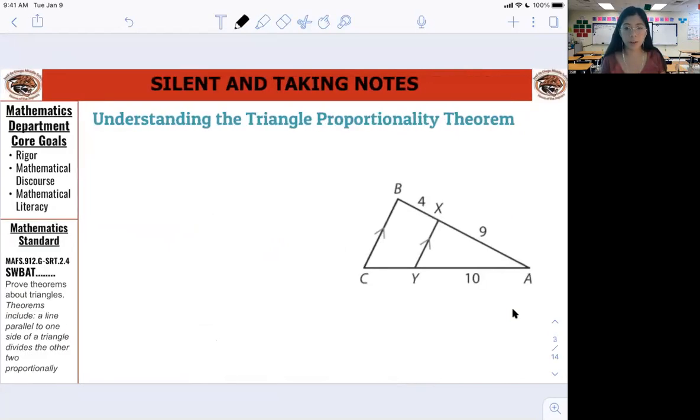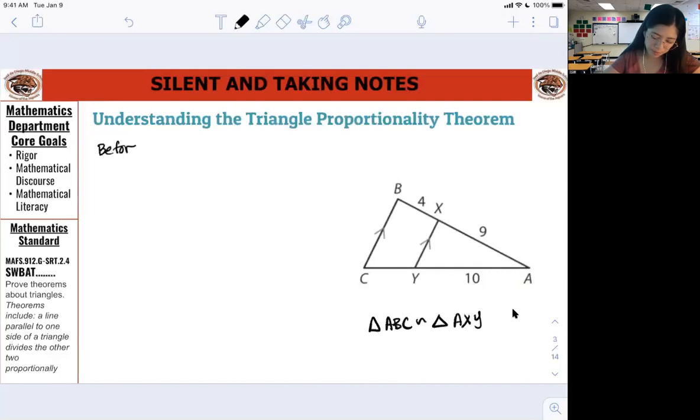Okay, cool. So now let's take a look at an example. Let's understand why this works. So I have this triangle. Do I have two similar triangles? Yes, I do. Triangle ABC is similar to triangle AXY. Now let's take a look at the way we usually do this. Let's name the missing side M, and set up a proportion just the way that we are used to doing it.